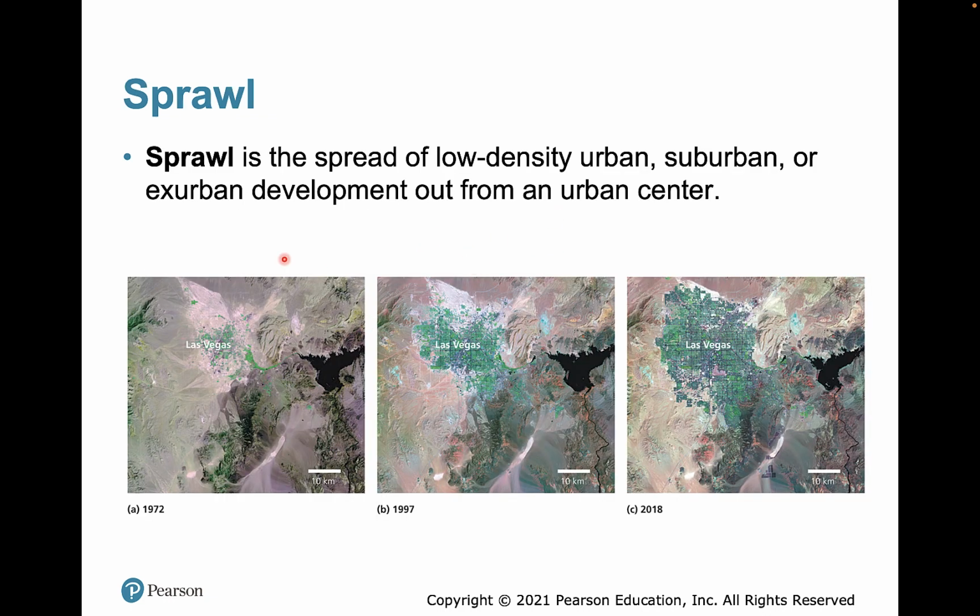Sprawl is what it sounds like. It's the spread of low density urban or suburban or exurban development out from an urban center, okay? So here's an example of Las Vegas. That was Las Vegas in 1972. The green shows development, okay? Las Vegas in 1997, Las Vegas in 2018. Las Vegas is in the desert, right? So you've got all of this development as of 2018 in an area that doesn't have a whole lot of water. So there's a big problem. But that's the idea of sprawl, the spread of development out from an urban center.